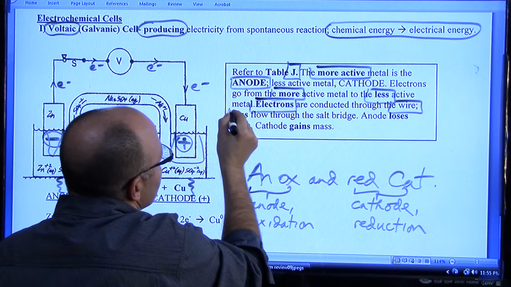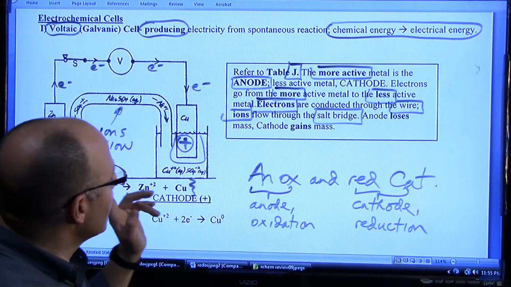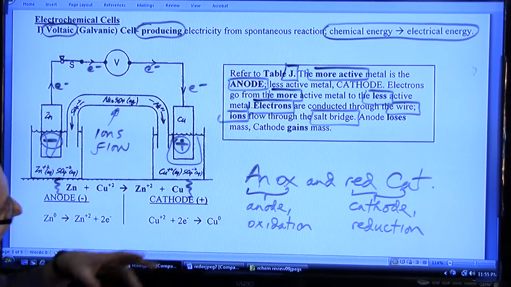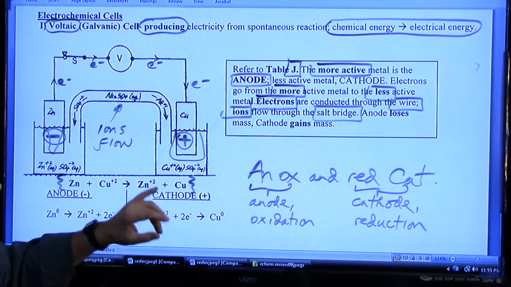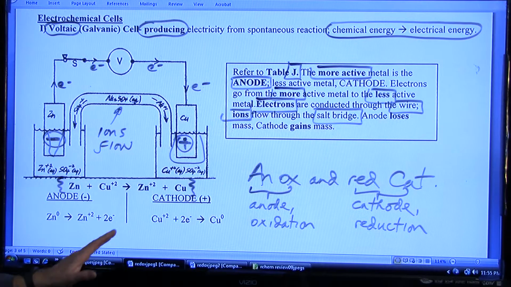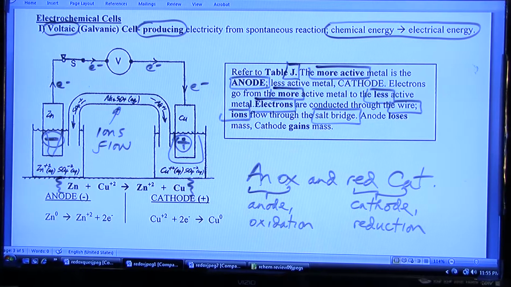And ions flow in the salt bridge. The anode loses mass. The anode in this case would be the zinc, the more active metal. And the cathode gains mass. The cathode in this case would be the copper, which is the less active metal. And here you have your half reactions that break it down into two parts.